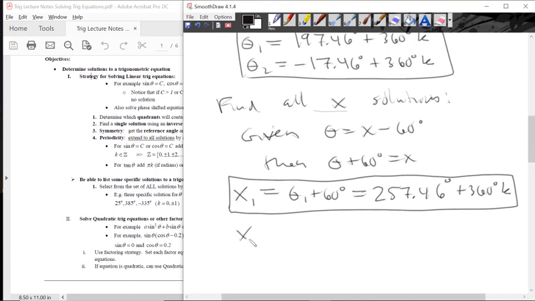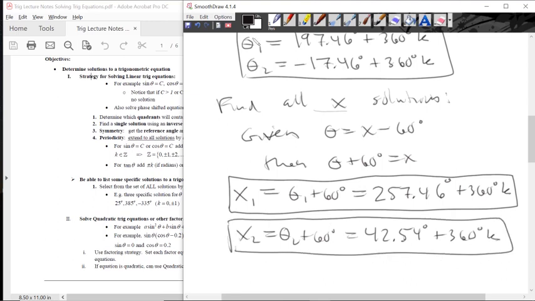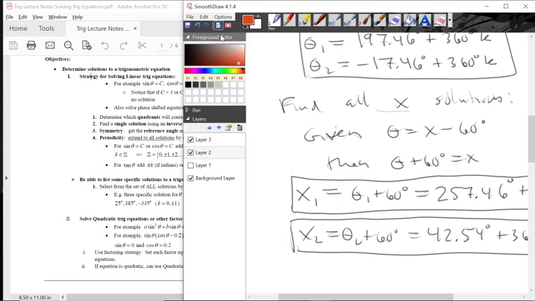And then x2 would equal theta 2 plus 60 degrees. So we take theta 2, which was negative 17.46, and we add 60 degrees to that. So 60 minus 17.46 will give us 42.54 degrees approximately, plus 360 degrees k. All right, and these are the solutions that we were after.